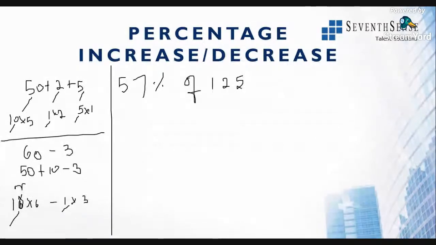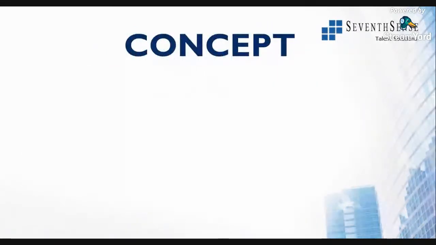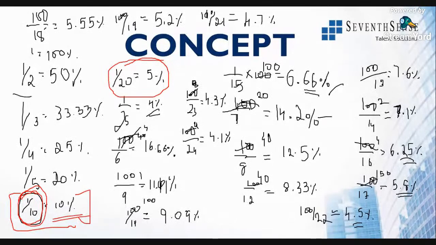Okay, so 125 is the value. So you can take first with this method, 10 into 5. It is just complicated. Okay, we'll just go with the simple one, 10 into 6 and 1 into 3, or 50 plus 10 minus 3, whichever you want, you can go ahead. All right, so we'll just go with 50 plus 10 minus 3. So 50%, 10% minus 3%. So 50% you can directly write it, because I told you already 50% is nothing but half value. All right, 50% is half value.